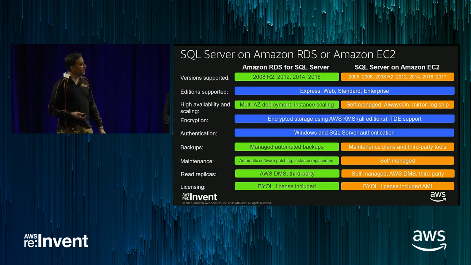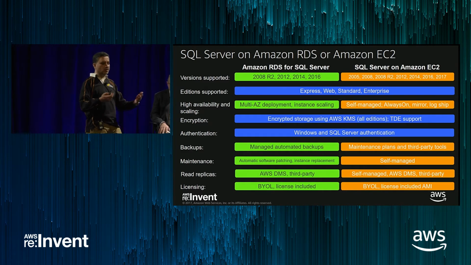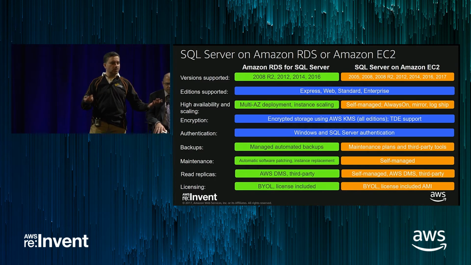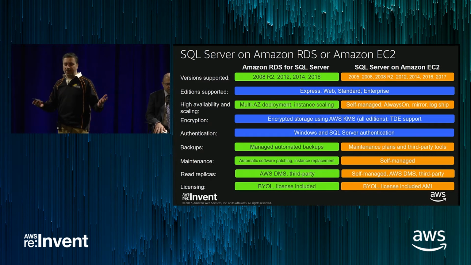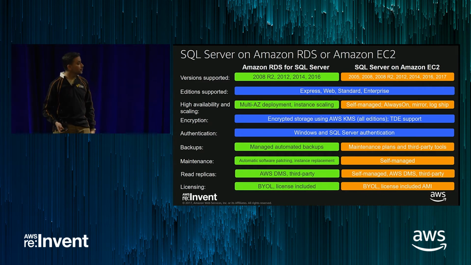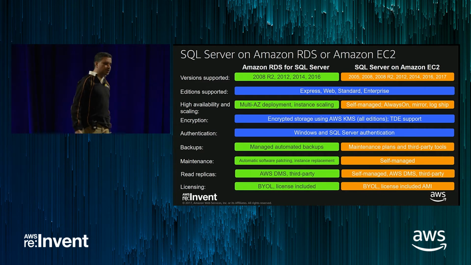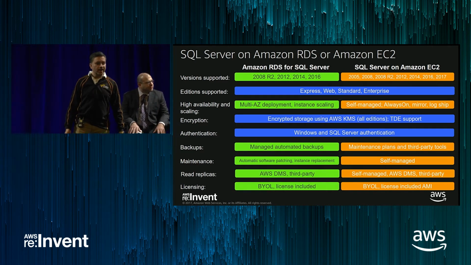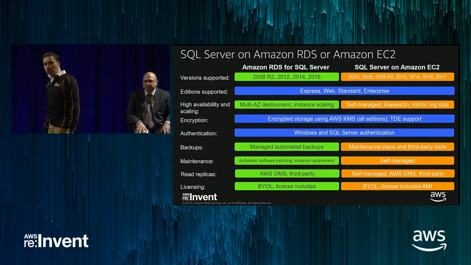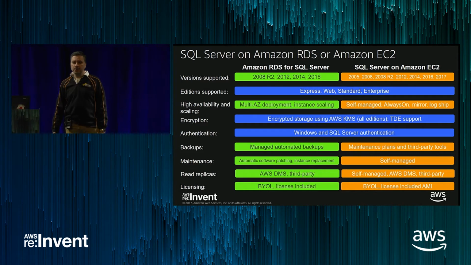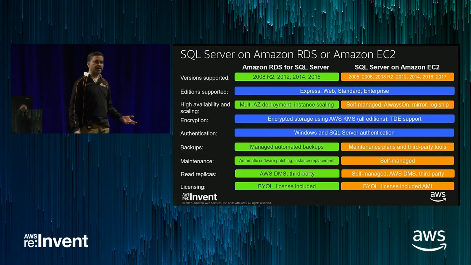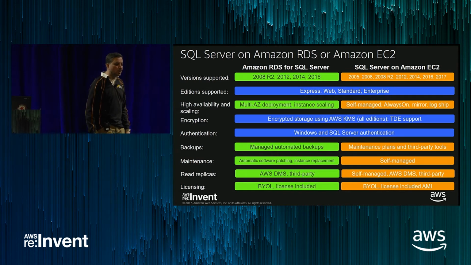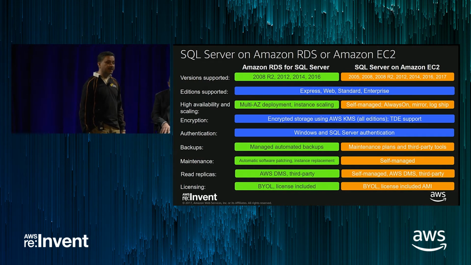When it comes to running the same on EC2, yes, you can do that. But of course, you have to automate. You can use Always On, mirroring, log shipping. There are various options that you can use. Encryption is available for both RDS and EC2. So you get the highest level of security, whether you want to do transparent data encryption or complete block level encryption, using both EC2 as well as RDS. And then both Windows and SQL Server authentication are supported.